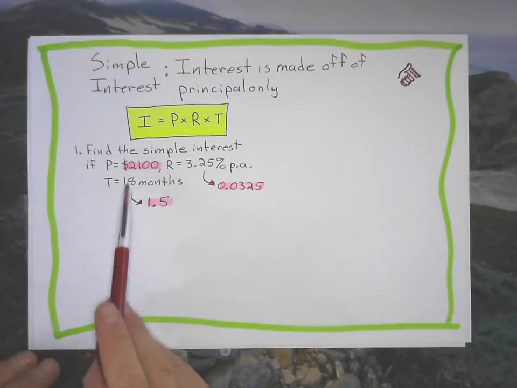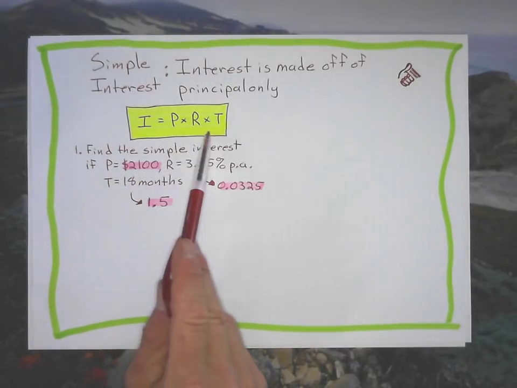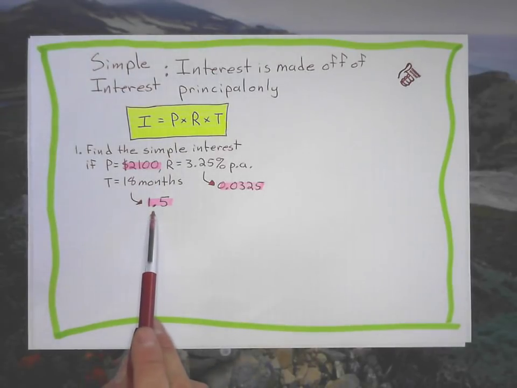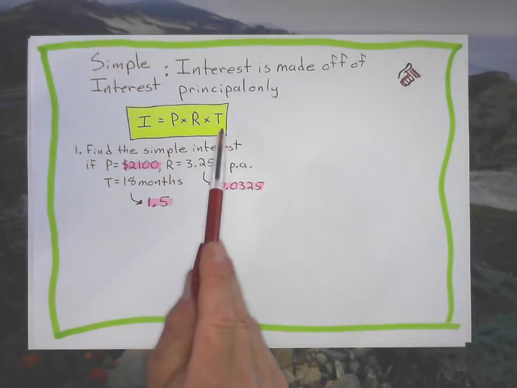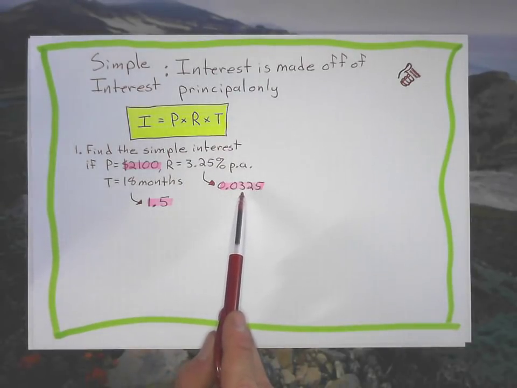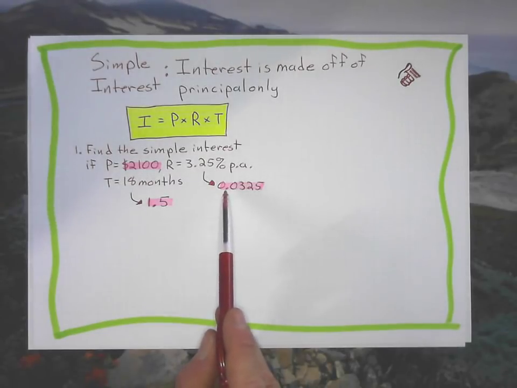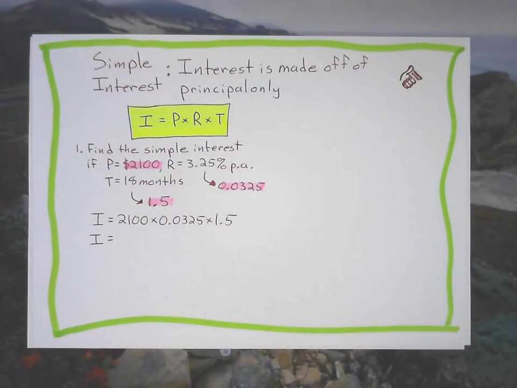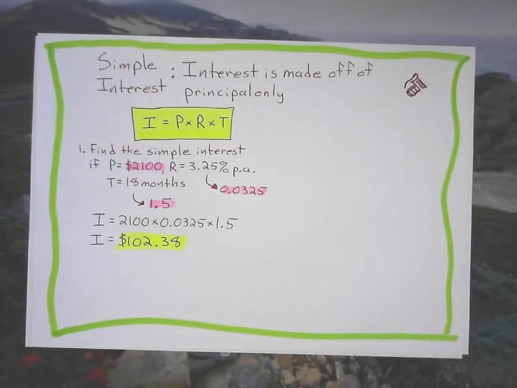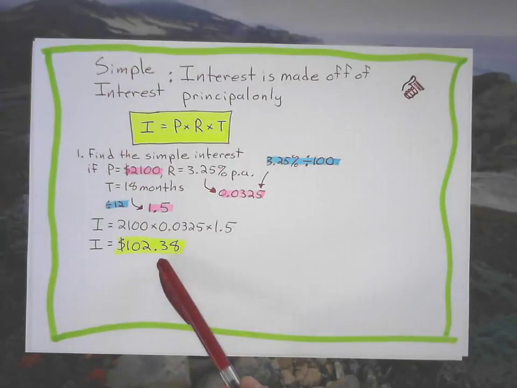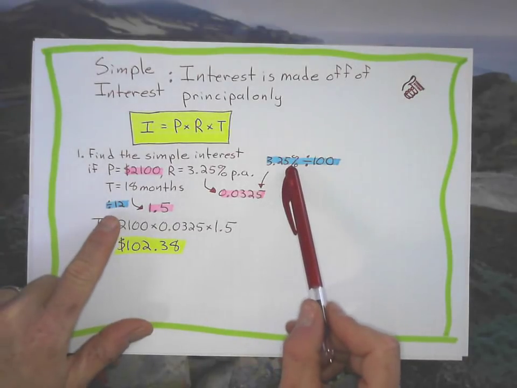So the values that I've highlighted right now are the values you're going to plug into the formula. 2,100 is the principal. 18 months is a year and a half. So I'm going to input 1.5 in for t. And 3.25% as a decimal is 0.0325. And how I got that was just dividing it by 100. So now the interest that I make would be, okay, so the interest I make on that is $102.38.